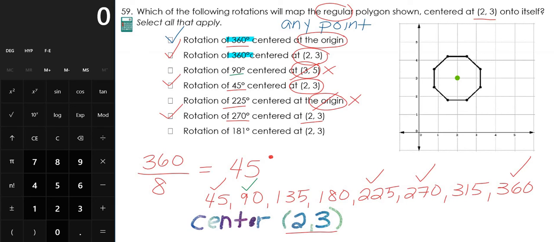Last one, a rotation of 181. That is not on our list. 180 is, but not 181. Nope, not going to work. Even though it is centered at 2, 3, it's not an increment of 45 degrees. So no. So these 4 are our correct choices. Let's move on.